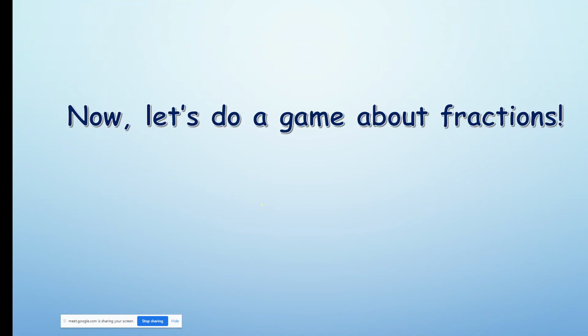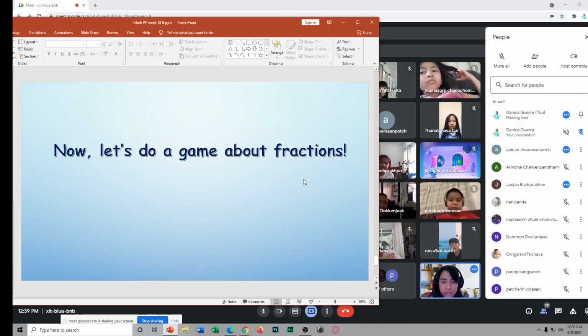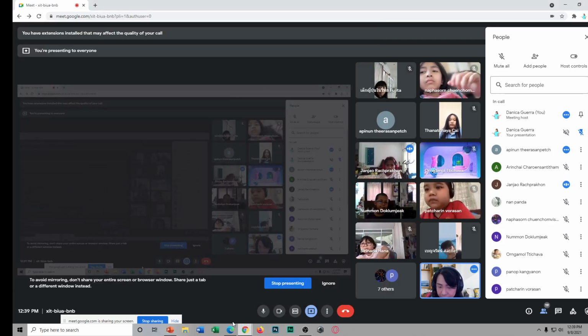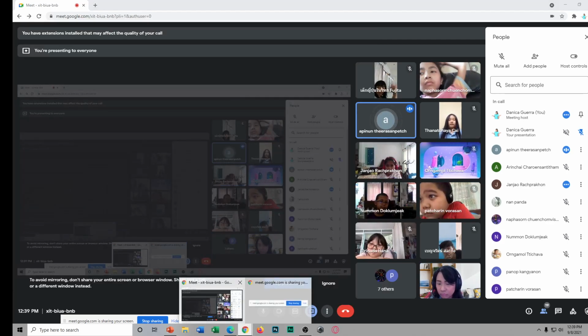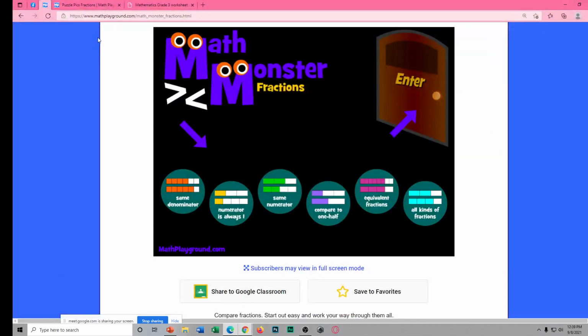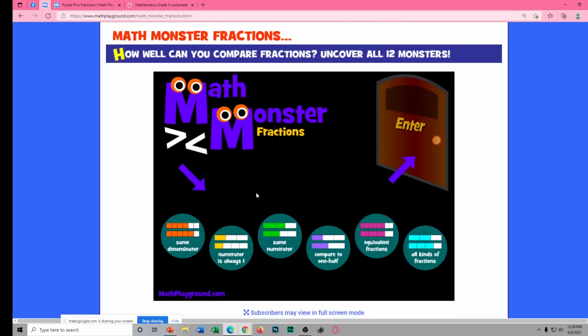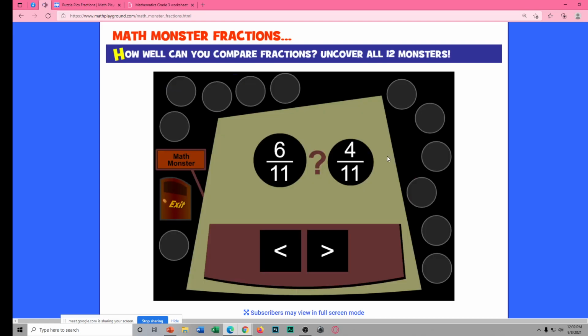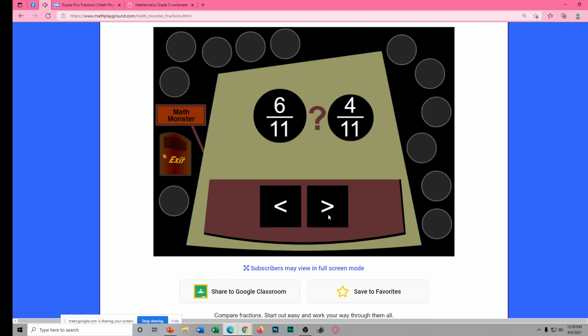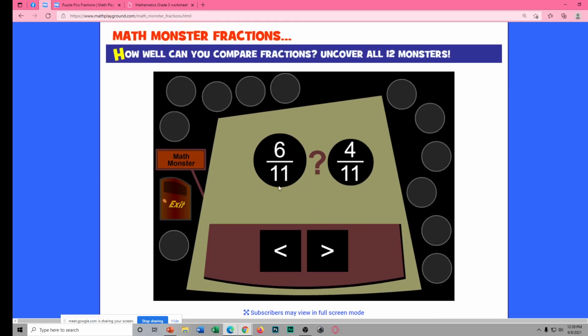Okay. Now let's do a game about fractions. I will be sharing my screen. Do you see it? Yes, I can see. Okay, let's see. Same denominator. Less than, more than. They have the same denominator. Is it less than or more than? More than. Next.